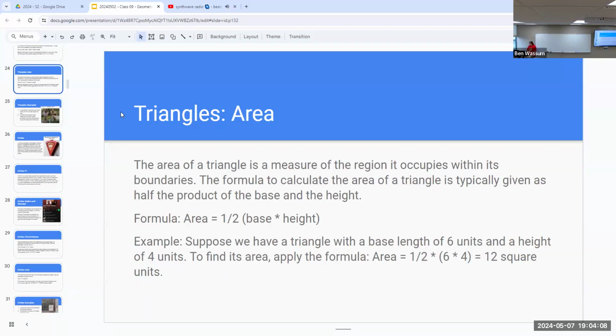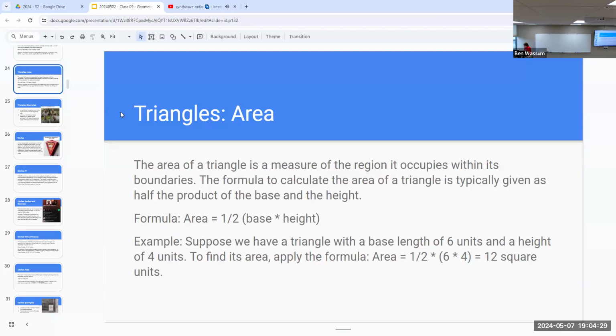So the area of a triangle, not quite as quick. The area of a triangle is a measure of the region it occupies within its boundaries. The formula to calculate the area of a triangle is typically given as half the product of the base and the height. So you multiply the base and the height together, and you chop it in half.